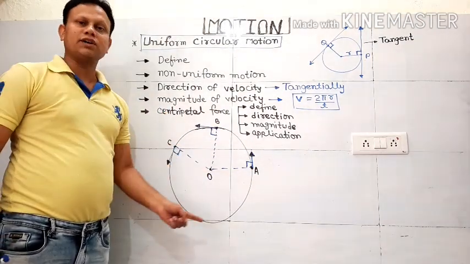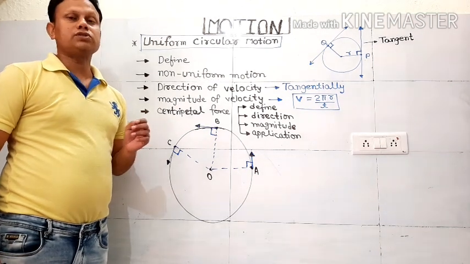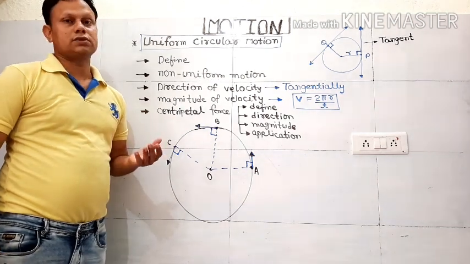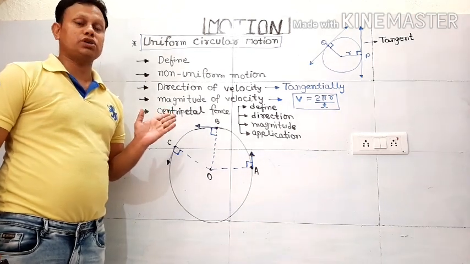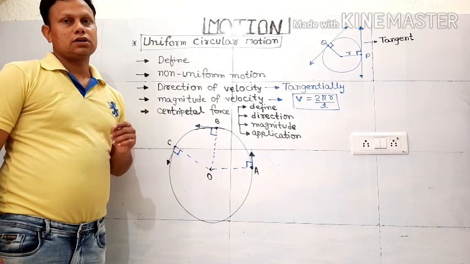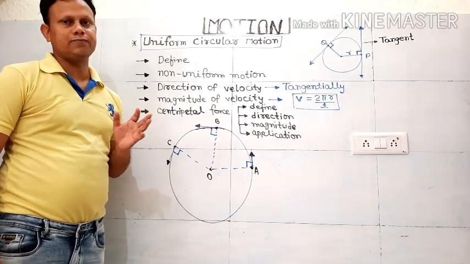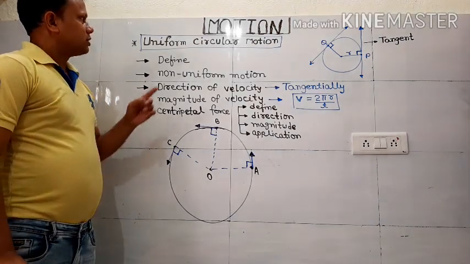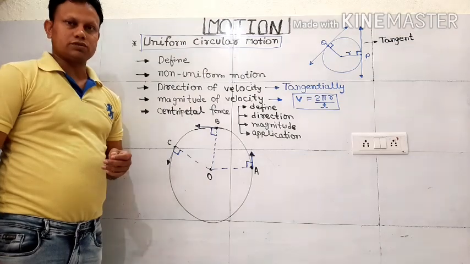The path has become a circular path where the body has to keep on changing its direction, and in that situation, to keep on changing the direction continuously, we need a continuous value of force. That means a force is always required. Now, finally we have to define uniform circular motion.